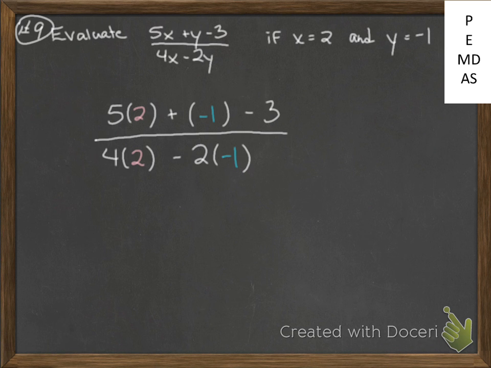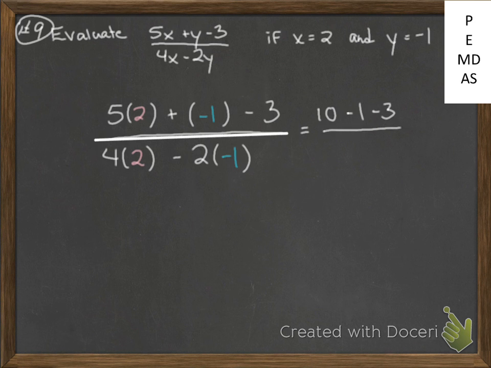So remember, this division line is actually serving as a grouping symbol. It's grouping that entire numerator together, and likewise it's grouping the denominator together. Okay, so you can think about just doing the numerator all at once and then the denominator. So let's look upstairs. Remember, we have to do multiplication before we do addition and subtraction. So we'll do 5 times 2, that's 10, plus negative 1 or minus 1, minus 3.